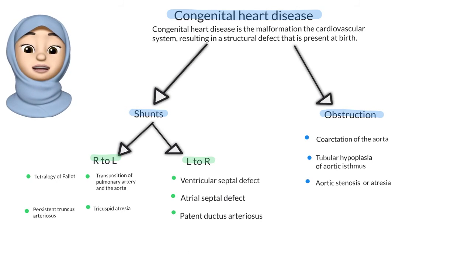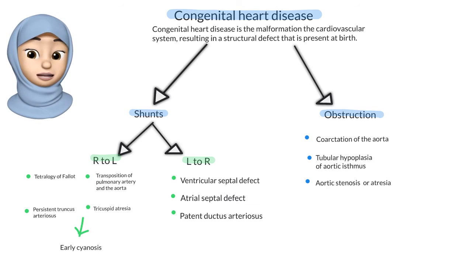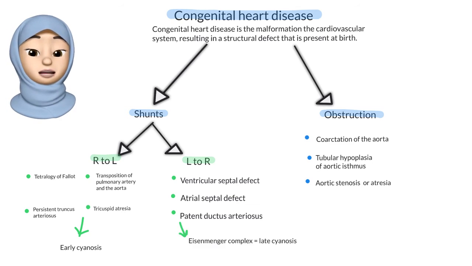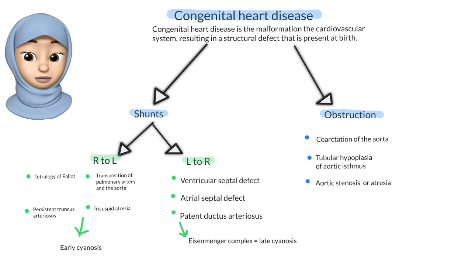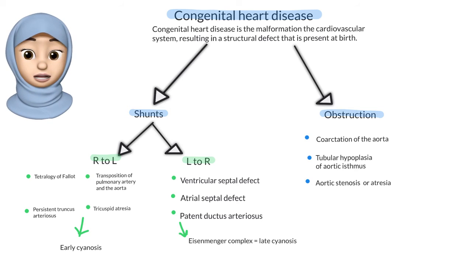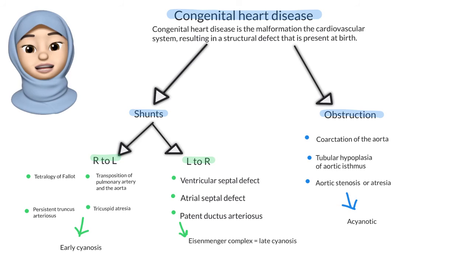Remember, right to left shunts present with early cyanosis. Left to right shunts have the Eisenmenger complex, which is the shunt reversal, and they present with late cyanosis, while obstruction is acyanotic. And that's the end of the video.